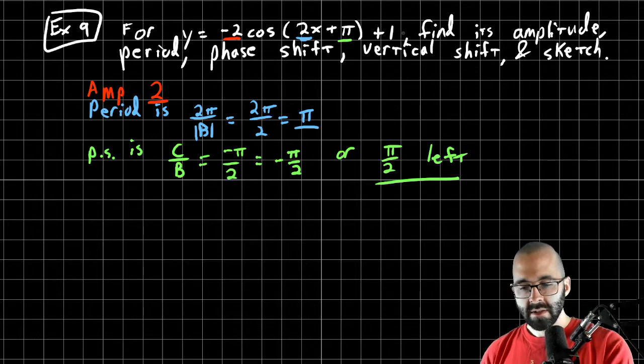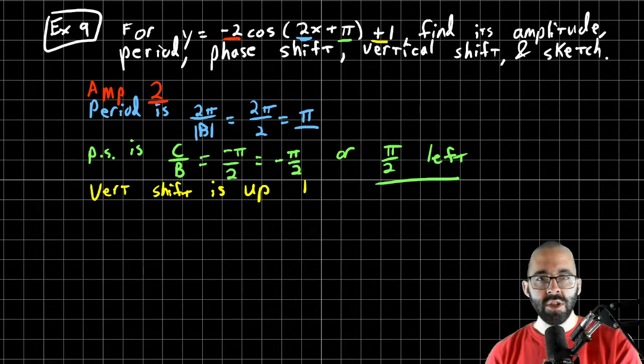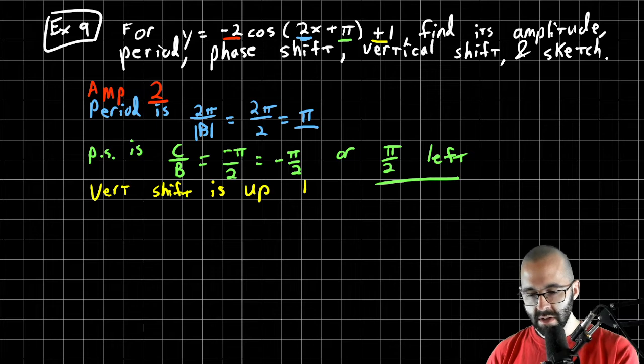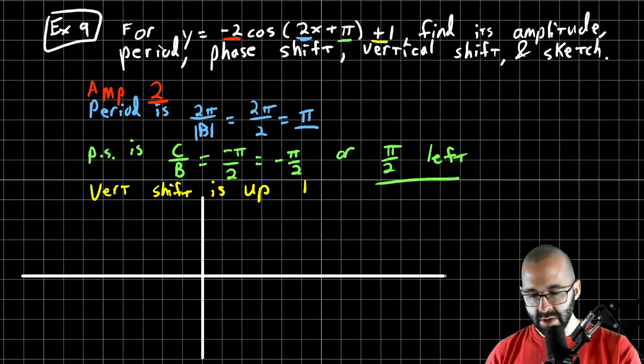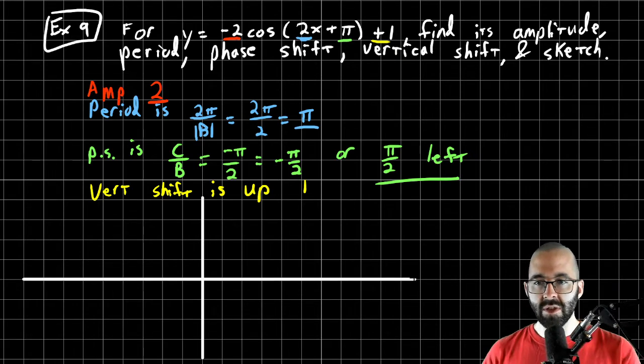And last, vertical shift is this +1. We're going to say it's up 1 unit. So let's use all this information to graph. Its vertical shift is up 1.